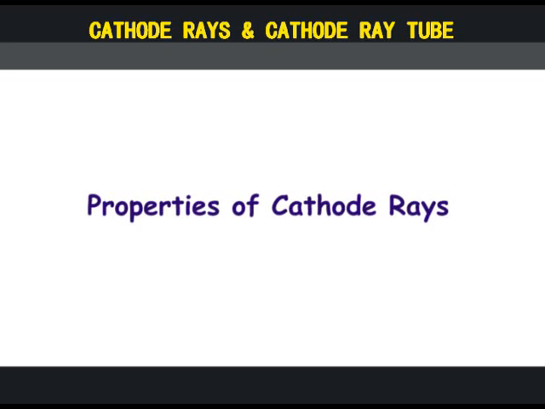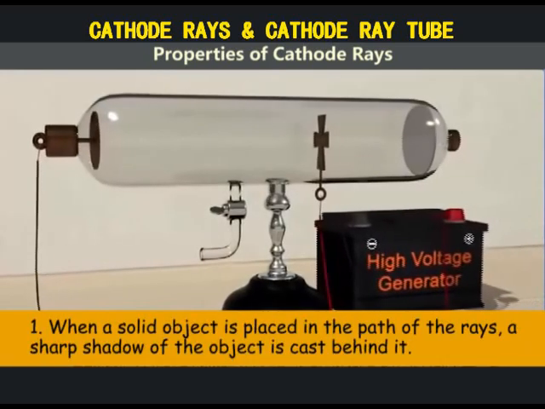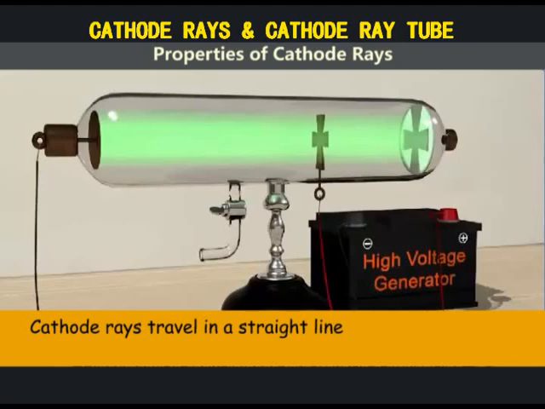Right, let's talk about the properties of cathode rays. J.J. Thomson experimented further with these rays and discovered some of their properties. He observed that when a solid object is placed in the path of the cathode rays, it produced a sharp shadow of the object. This implies that the cathode rays travel in a straight line.